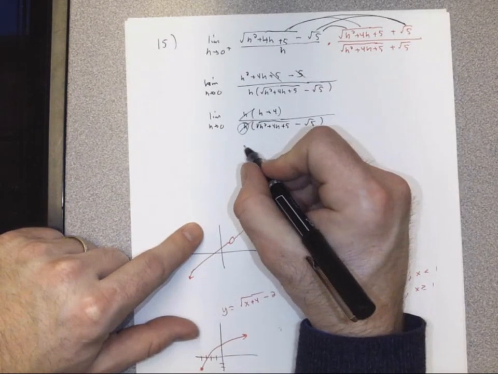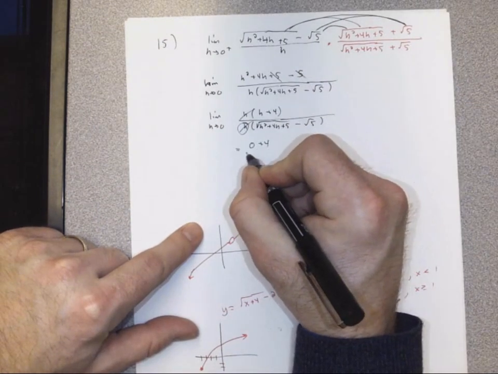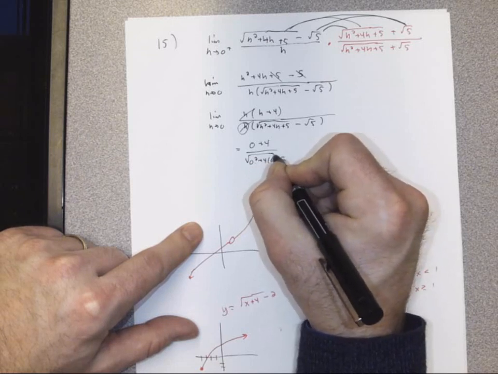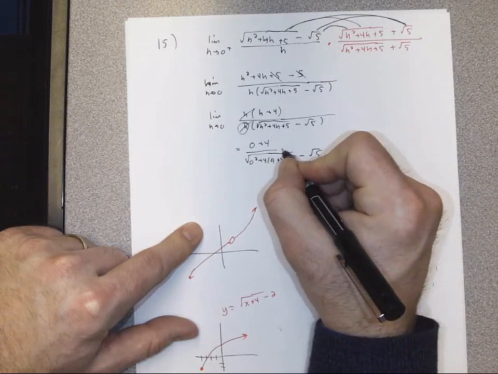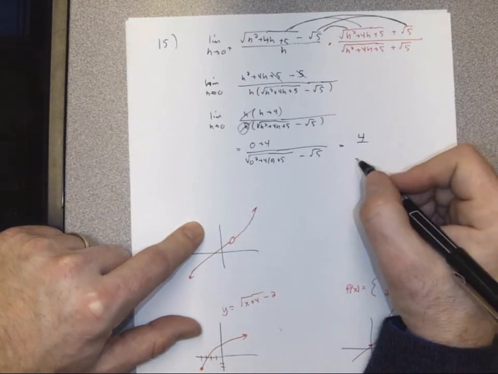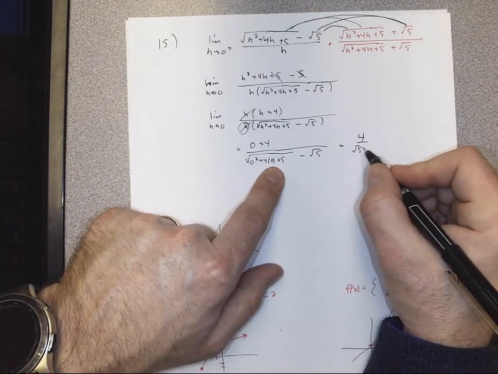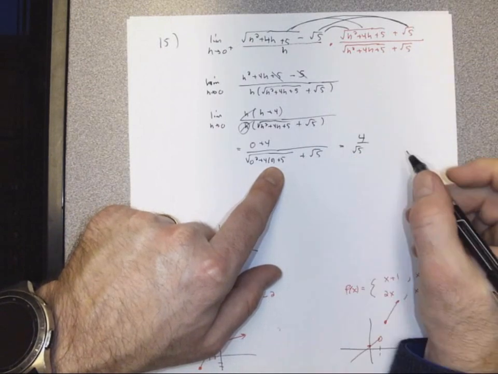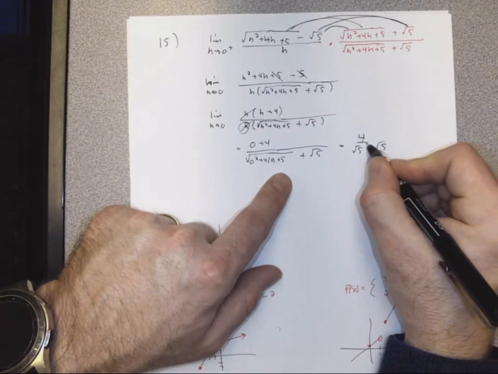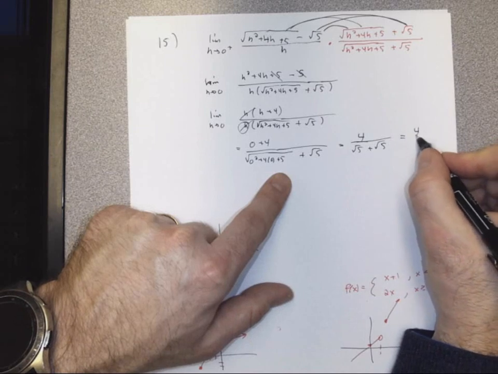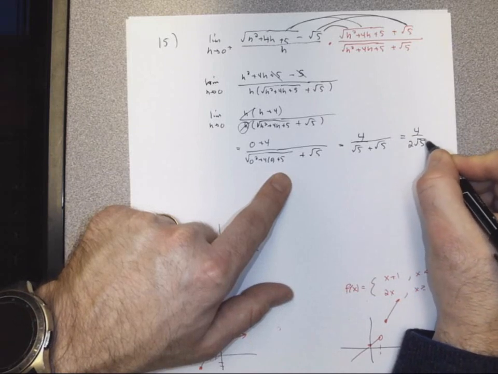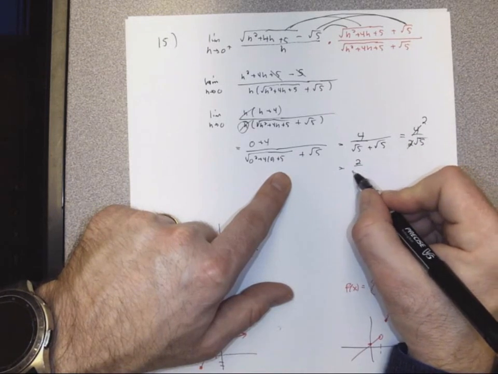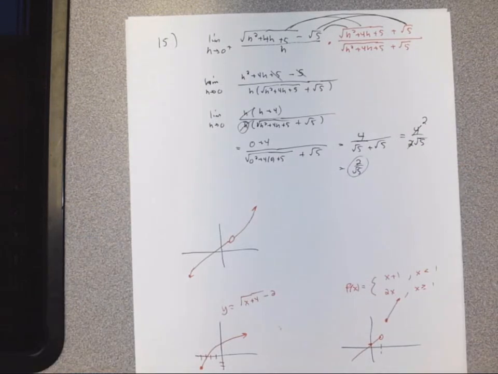So plugging in h equals 0, this will be equal to 0 plus 4 all over the square root of 0 squared plus 4 times 0 plus 5, all into the radical, minus root 5. So the numerator is going to be 4. This is going to be root 5. Oops, this should be a plus. I apologize. This comes from this plus sign right here. Plus root 5. So what I get is 4 over 2 root 5. And then finally 4 goes into 2 twice. So this is 2 over root 5. That's our answer.